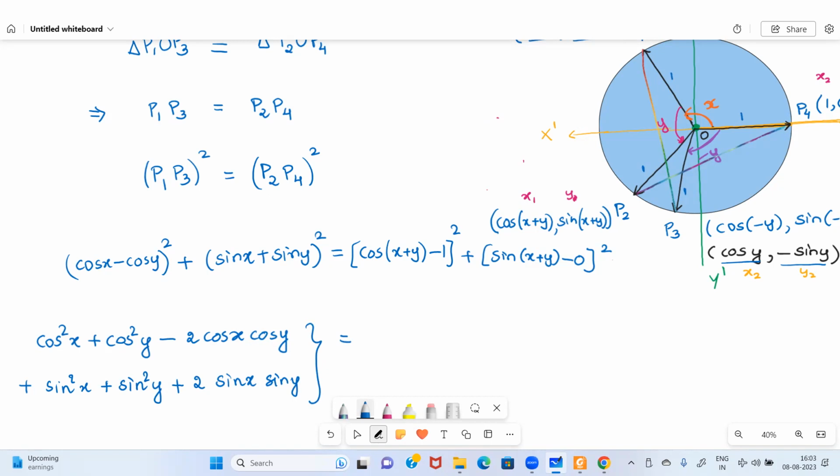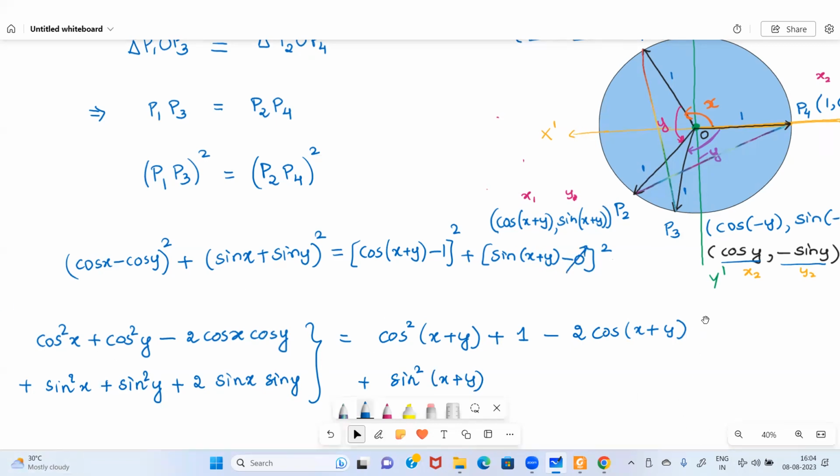A minus b whole square, that will be cos square x plus y plus 1 minus 2 cos x plus y plus sin square x plus y. Yes, students? So now let us simplify further.